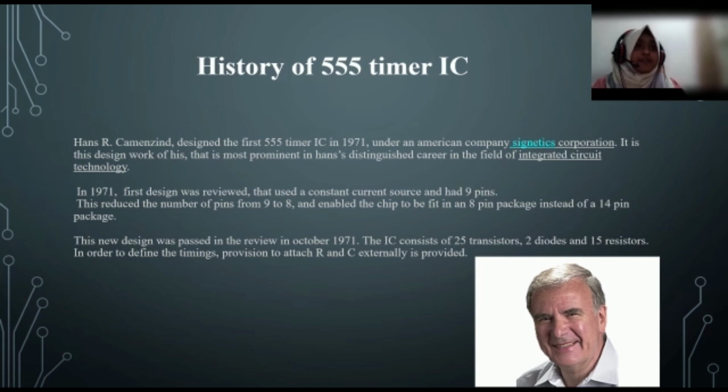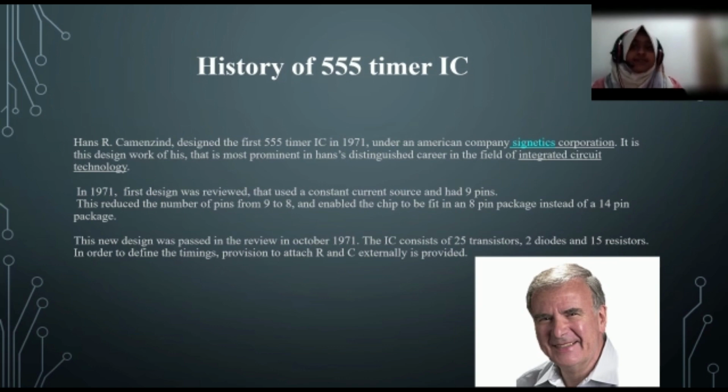In the summer of 1971, the first design was reviewed; it used a constant current source and had 9 pins. After the review was passed, he thought of replacing it with a constant resistor, which reduced the number of pins from 9 to 8.